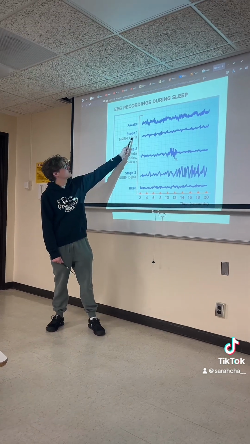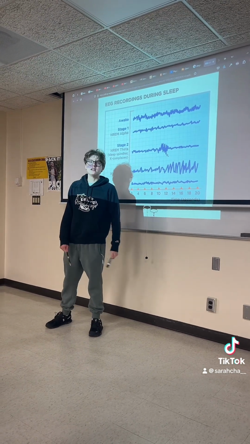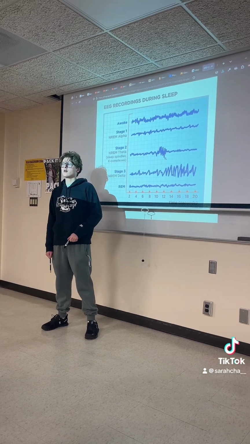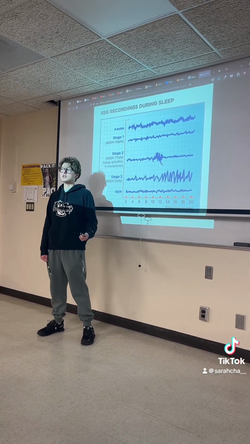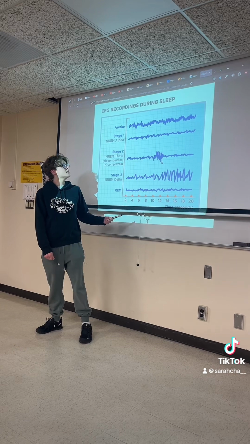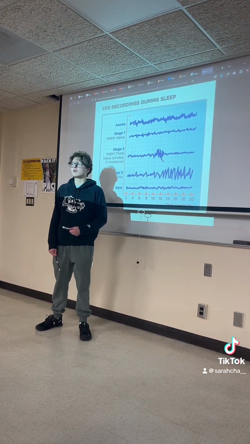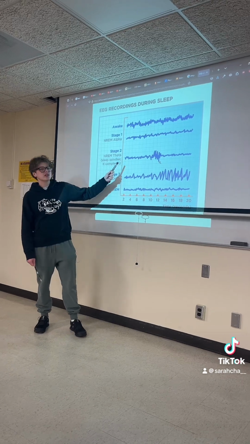Starting off with the first stage, stage 1 is known to have irregular, jagged, and low voltage waves, where the brain activity tends to decrease and lasts for about 10 to 12 minutes and uses alpha waves at around 8 to 12 hertz. You move into stage 2.